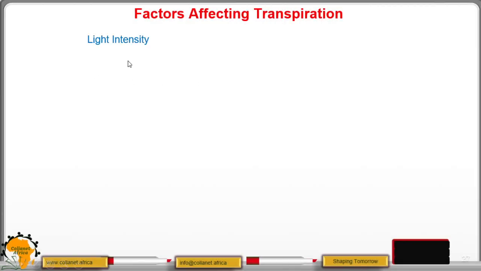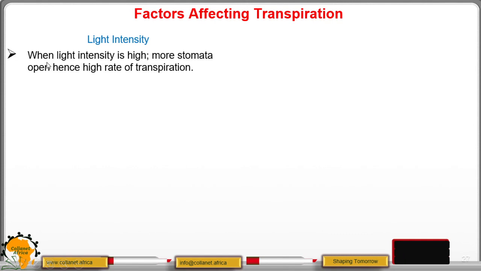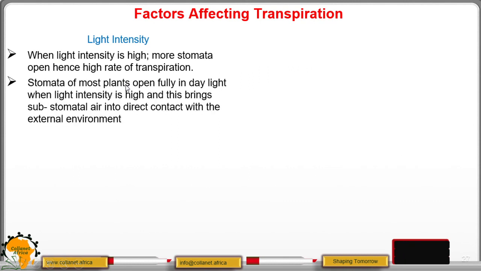The other environmental factor is light intensity. And when light intensity is high, more stomata open, hence high rate of transpiration. Remember, most plants open stomata fully in daylight because the guard cells, which are responsible for closing and opening of the stomata, contain chloroplasts, which synthesize glucose. The glucose is osmotically active.